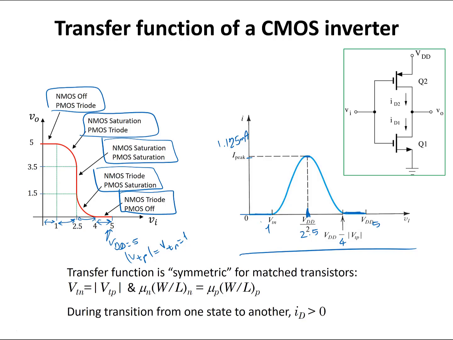In summary, we found the transfer function of an example CMOS circuit and calculated the maximum drain current in the circuit.